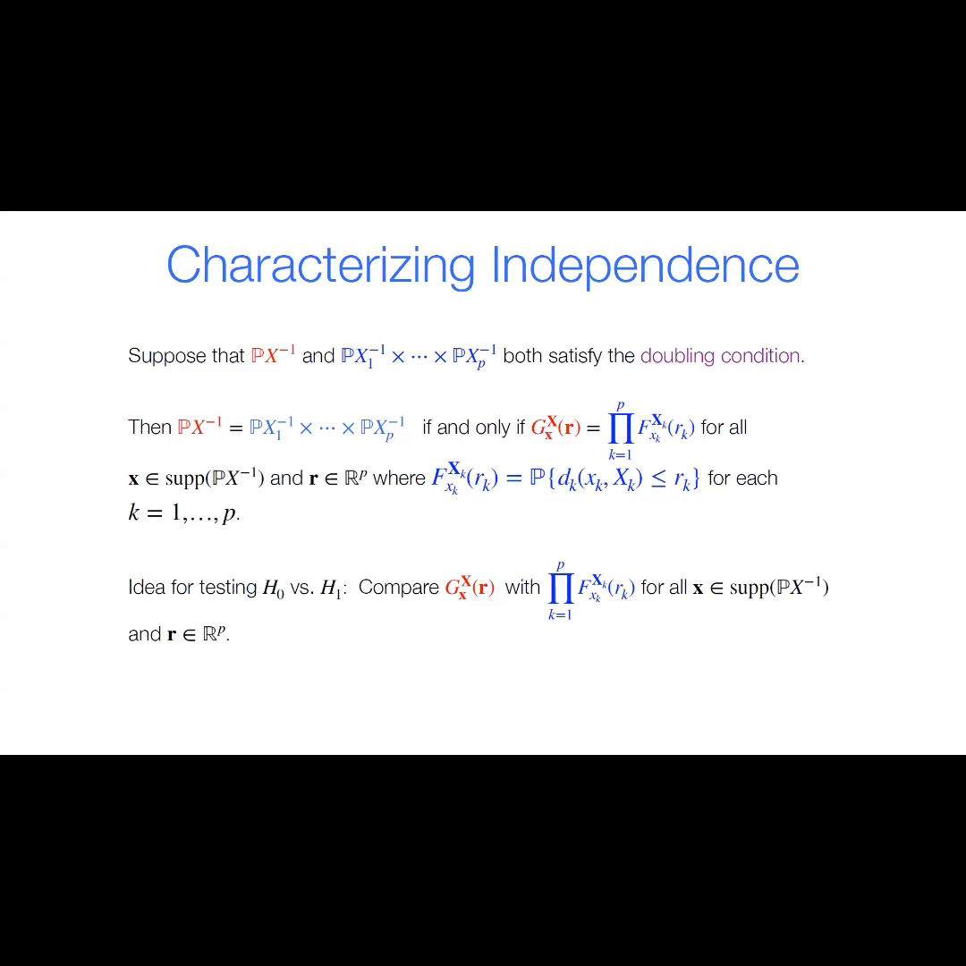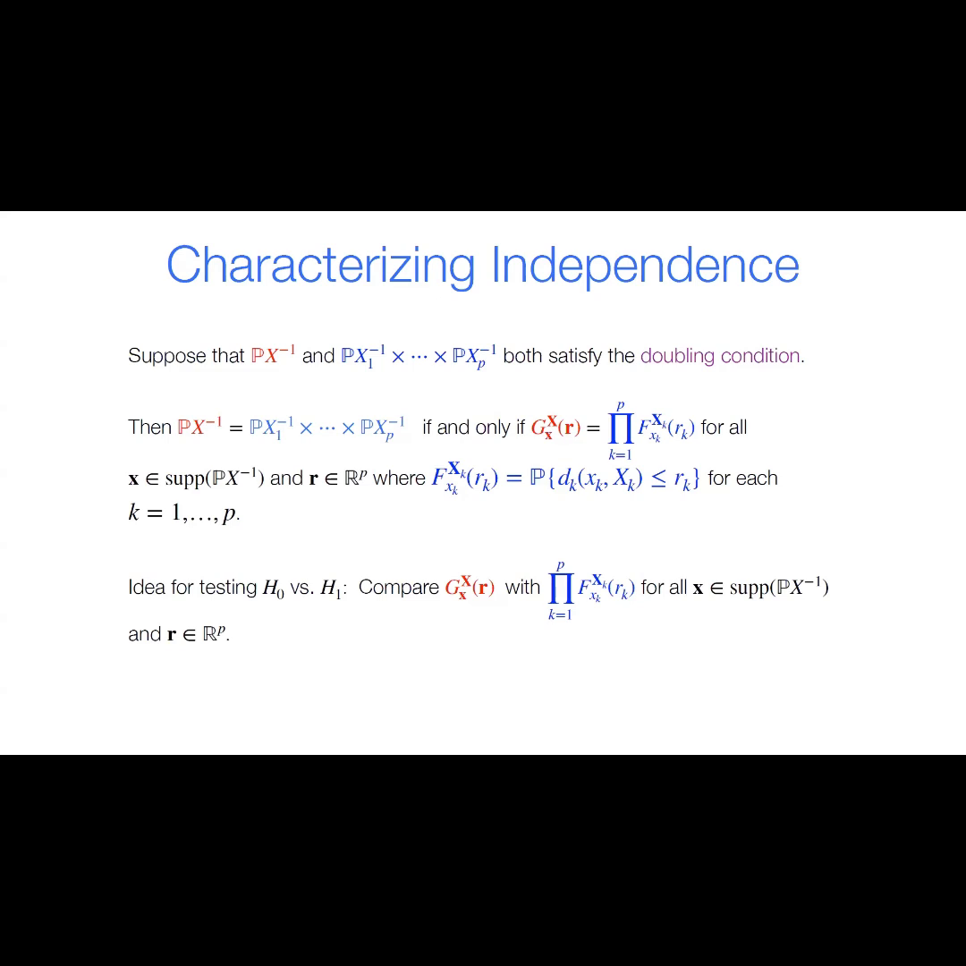You need not look further. You can just look at the support of the joint law and evaluate your distance profiles on those, the joint distance profiles and the product of the marginals, and get your independence characterization. And this also very naturally gives us the idea for constructing the independence test.